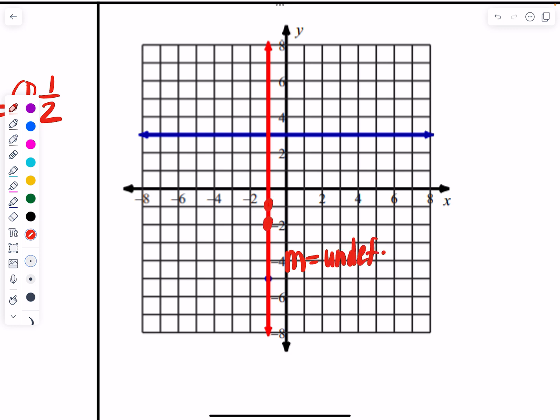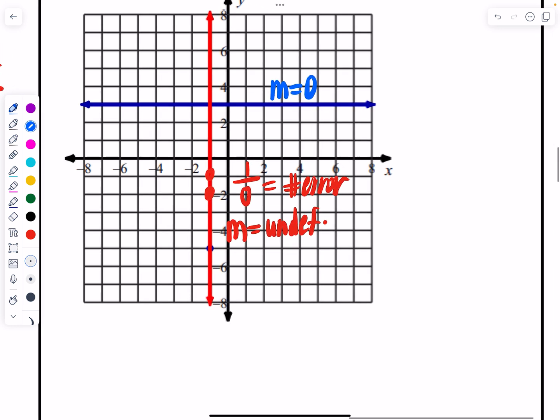It has a rise, you could look at it several ways, but 1 over 0, no run. So that gives you an error that's undefined when you put that in your calculator. But this other line has a slope of 0. And so what we are going to learn is that if you have a horizontal and a vertical line, those are always going to be perpendicular to each other. Those cross each other at 90. And so those are opposite reciprocals.